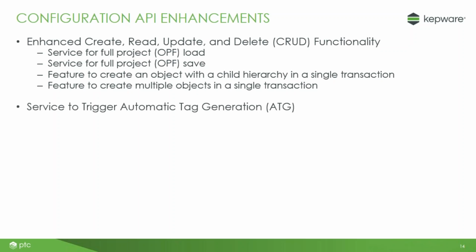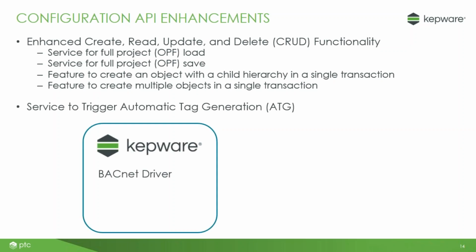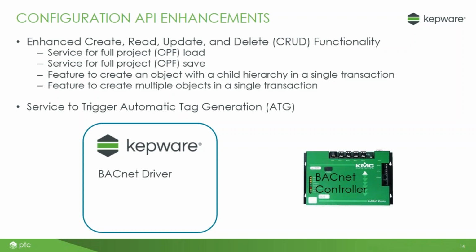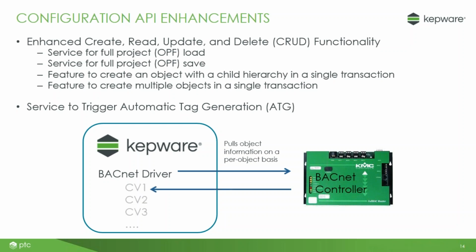We also allow triggering automatic tag generation now. For those of you who don't know what automatic tag generation is, it's where we query for specific drivers. It's only supported in specific drivers, so it does depend on what driver you're using. For example, our BACnet driver supports it. That's where you have our BACnet driver running on KEPServerEX, and you have a controller out on your network. The Kepware driver simply queries that controller and says, hey, give me the information that I want to be able to read data from you, and it generates the tags automatically for you. Previous to this release, you couldn't trigger that from the configuration API. Now you can.